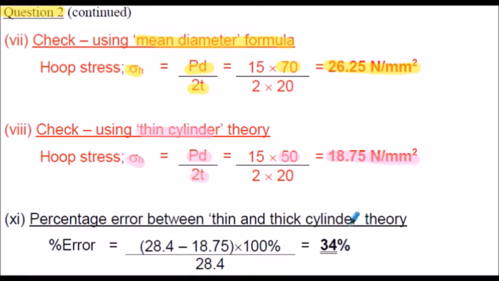If we now do a comparison between thin and thick cylinder theory, our thick cylinder hoop stress at the bore was 28.4 newtons per millimeter squared. From above, the hoop stress from thin cylinder theory was 18.75 newtons per millimeter squared. So that evaluates to a percentage error of 34%. So we can see for small d upon t ratios, thin cylinder theory cannot be used. It gives very inaccurate results.